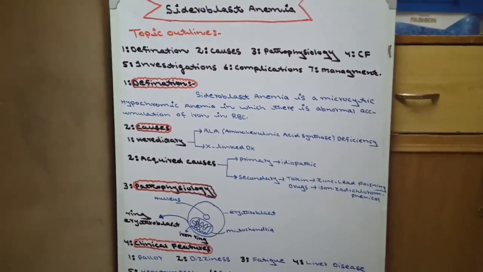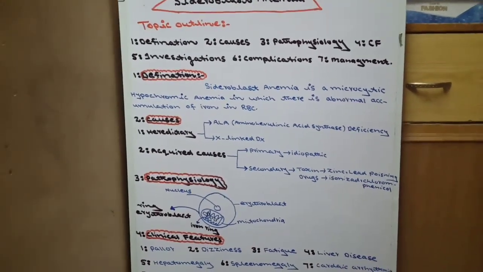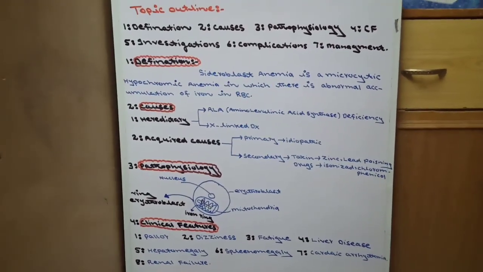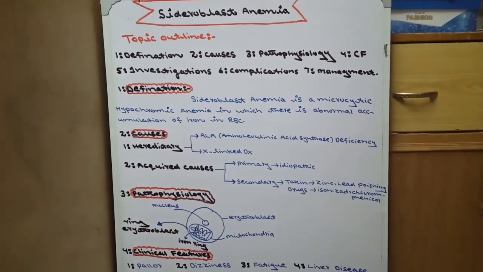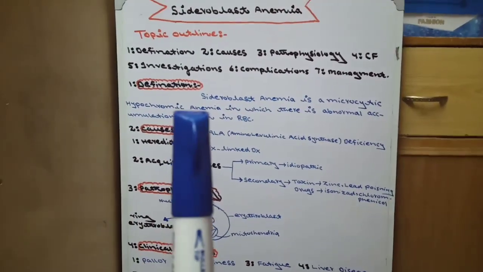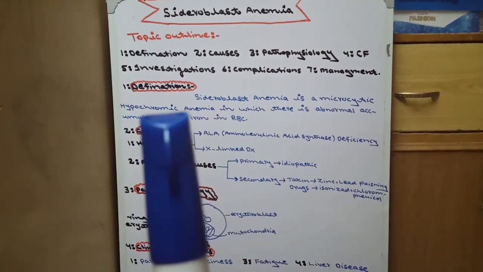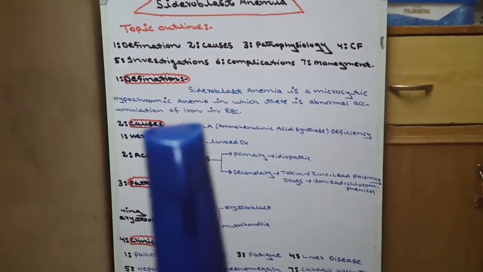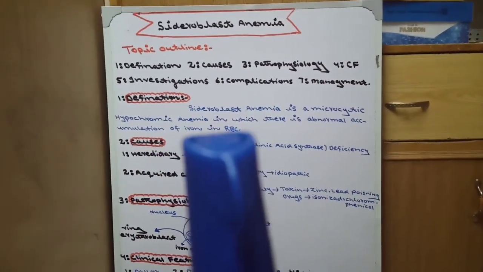Basically, Sideroblast anemia is a microcytic hypochromic anemia in which there is an abnormal accumulation of iron in RBC. Meaning in RBC, there will be abnormal accumulation of iron, and it is a microcytic and hypochromic anemia. This is the simple definition of Sideroblast anemia.